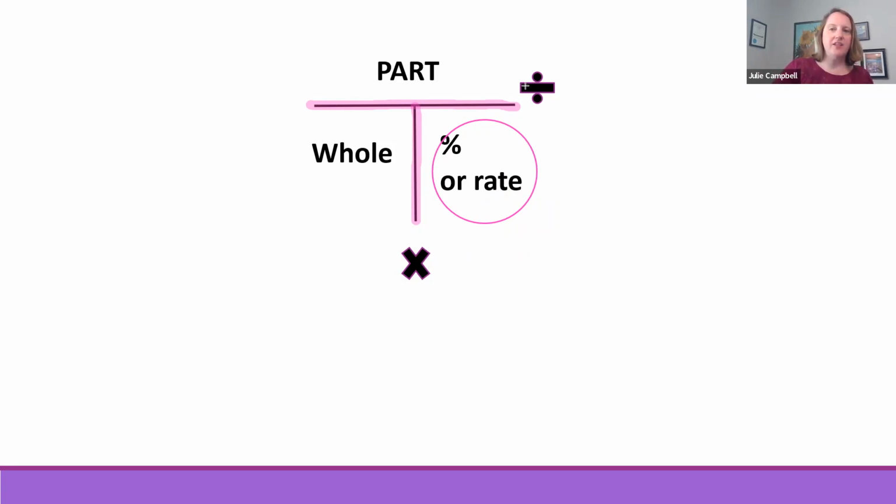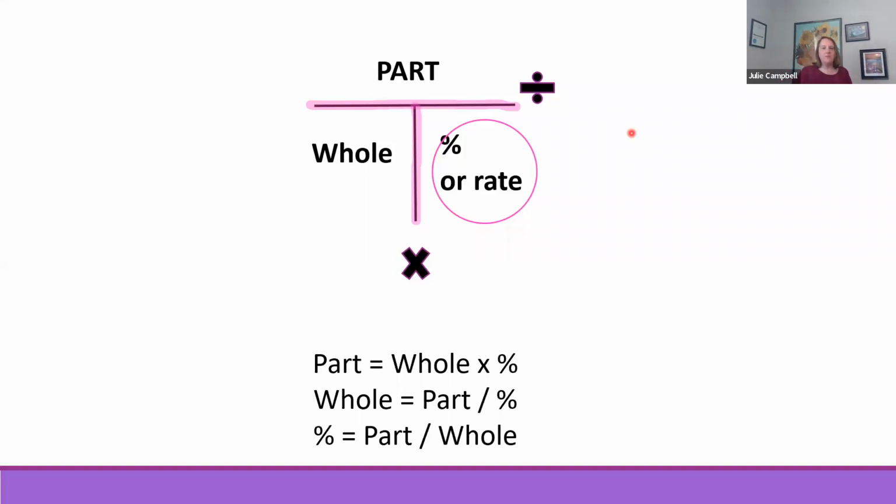What I like about the T-bar so much is that the T-bar actually gives me 3 formulas. I can solve for the part: I would take the whole times the percent. I can solve for the whole by taking the part divided by the percent. Or I can solve for the percent by taking the part and dividing it by the whole. It depends on what my X is. What am I solving for? I'm either solving for the part, the whole, or the percent.